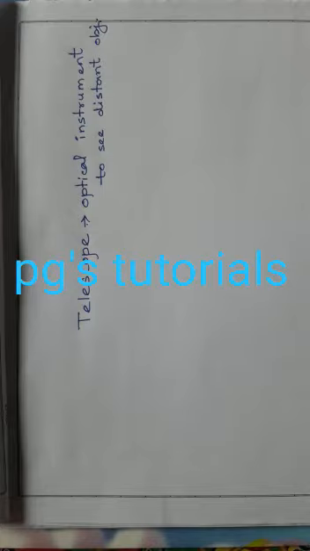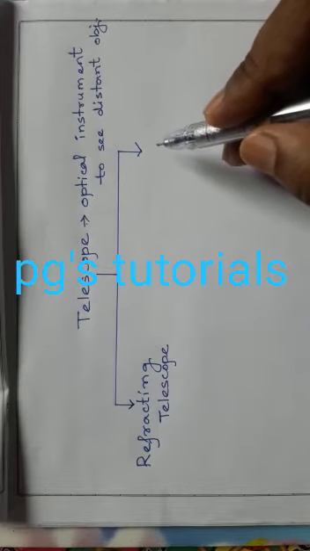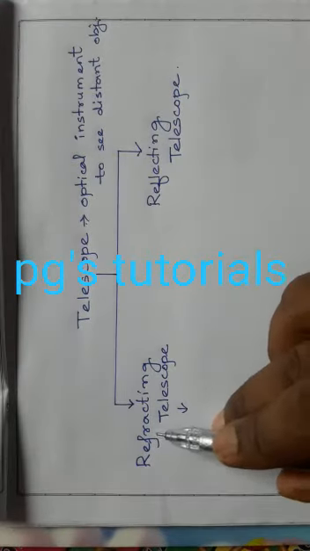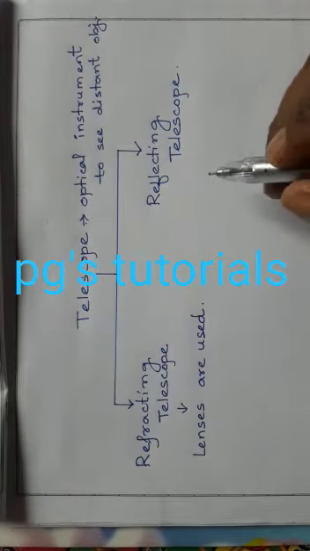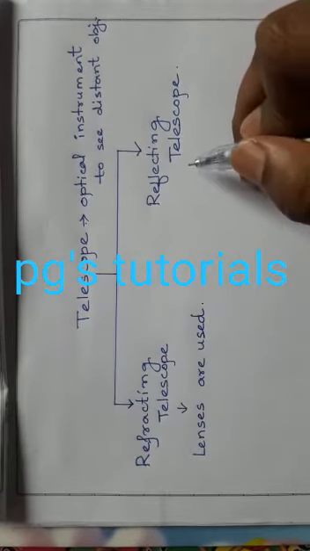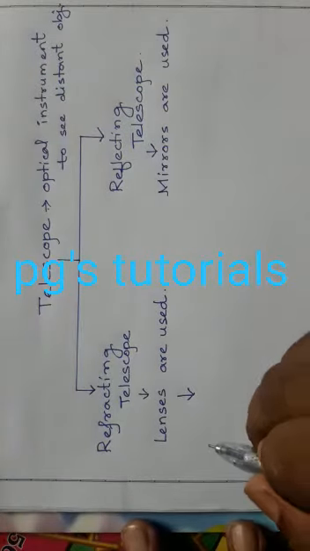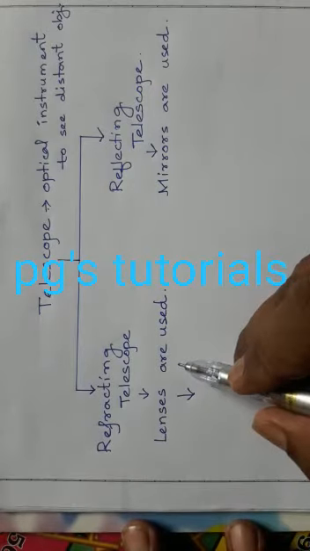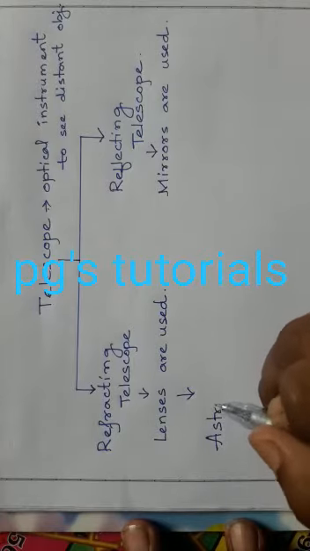Now broadly there are two types of telescope. One is called refracting telescope. The other one is called reflecting telescope. In refracting telescope, lenses are used, while in reflecting telescope, mirrors are used. There are many types of refracting telescope, but in your syllabus we have astronomical telescope.